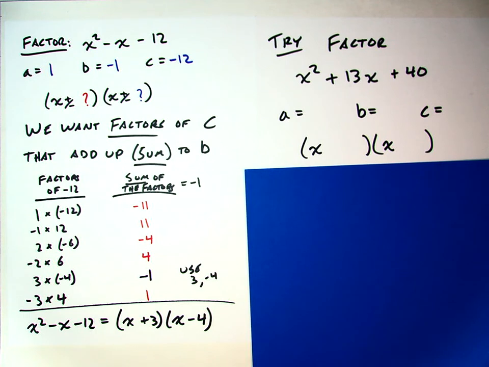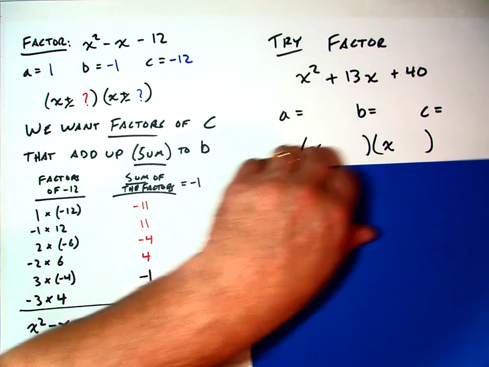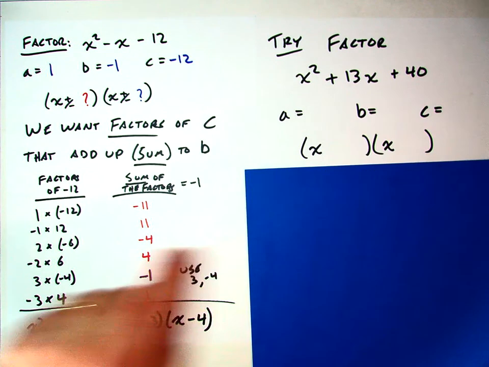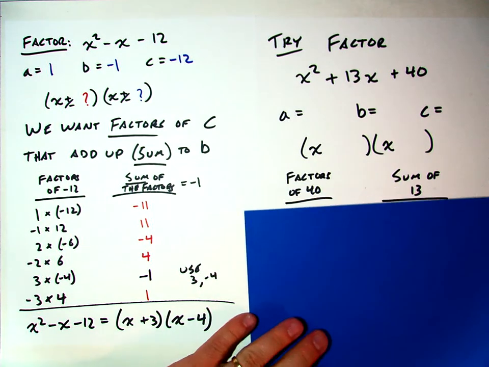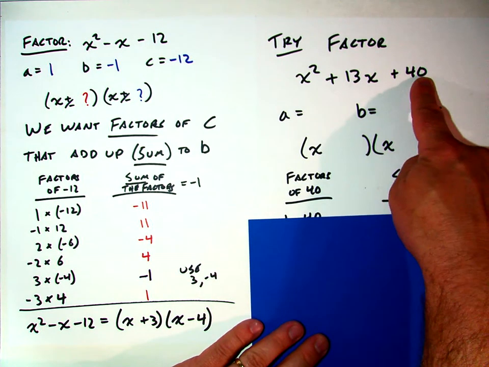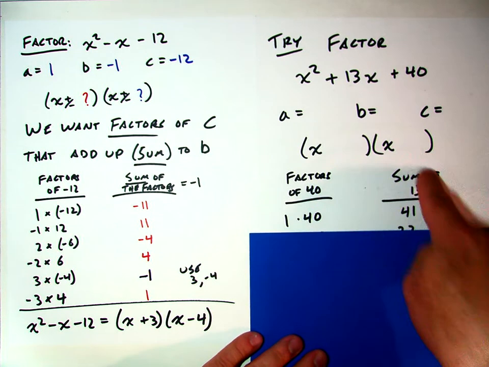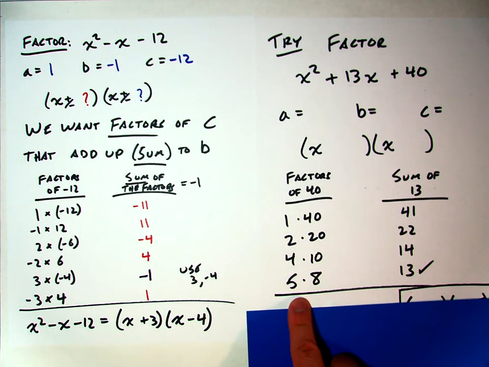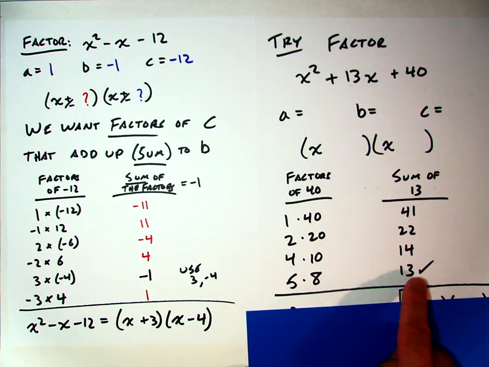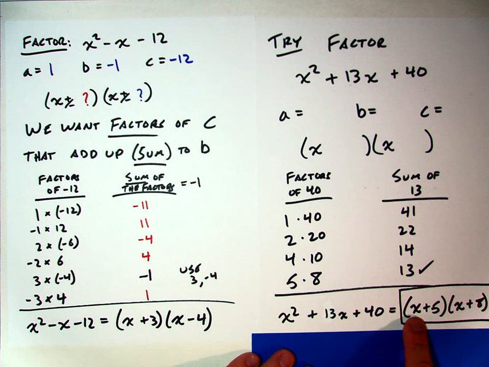Okay, everyone's on the right track. These numbers are all positive, so we're really not going to consider any negative options. We wanted factors of 40, the C term, that had a sum of the B term 13, and the correct pair of factors are 5 and 8 because they add up to 13. So the correct linear binomial factors of the quadratic are x plus 5 and x plus 8.